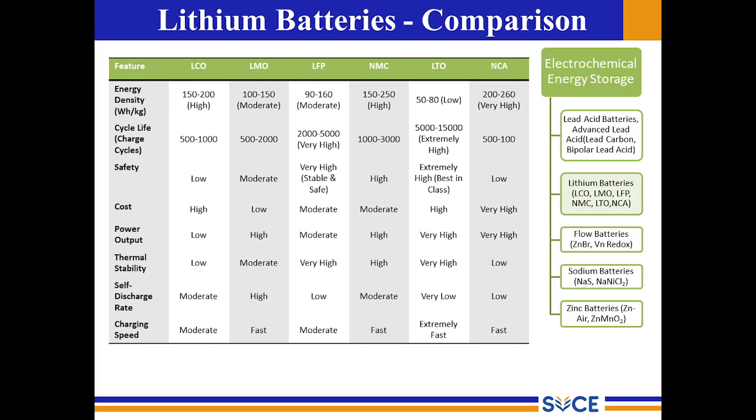So when you compare all these batteries, we have a compromise. The batteries with the lowest energy density have the highest cycle life and the best safety, and very good power output, very good thermal stability, and extremely fast charging. Whereas the exact opposite is there for other batteries like NCA. So depending on the need, the batteries are designed and used for particular specified applications.